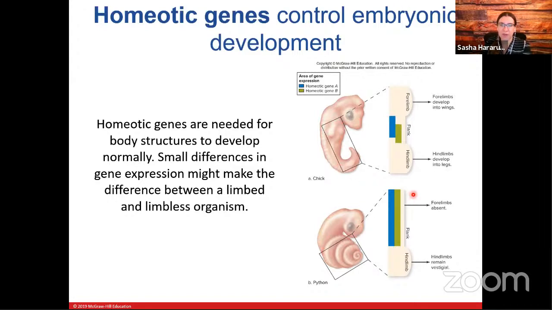Whereas in a python, the tissues along the embryo express both gene A and gene B, and therefore no limbs are going to be present in a developed python. So, any questions about the homeotic genes so far, which promote body development, which facilitate the development of the structures of our bodies?